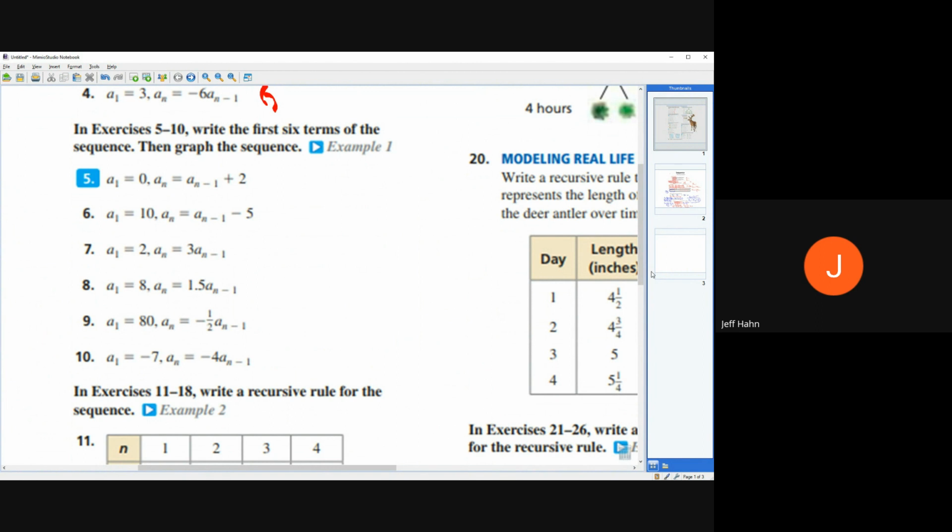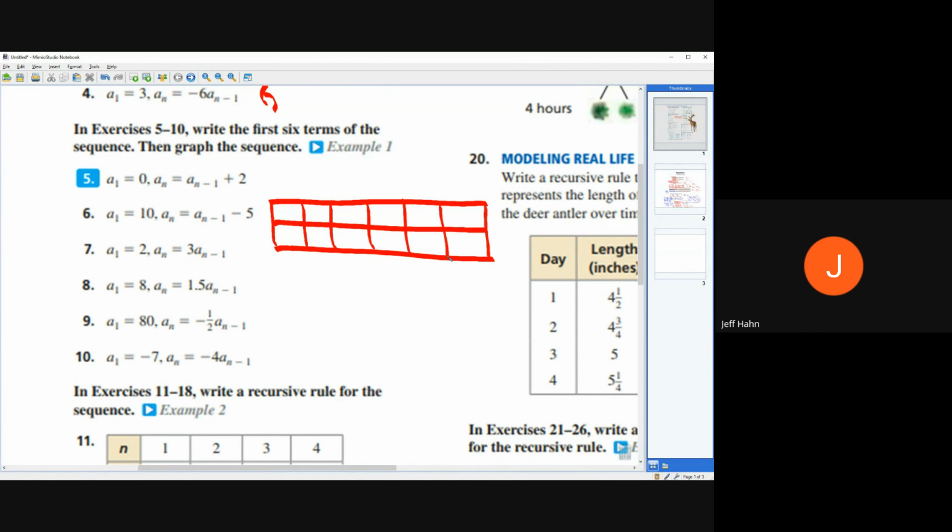Problem 6 is just asking you to write the first 6 terms. You may or may not want to make a table. I don't care. But don't tell me you're confused and don't make a table, because that's my personal goal for you. Problem number 6.